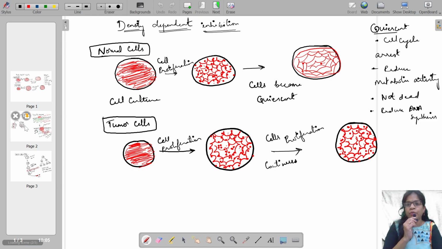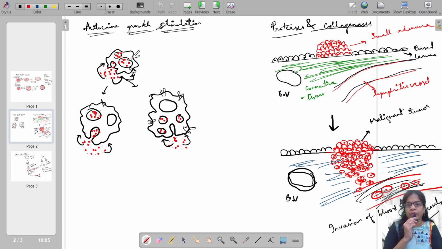Now let's talk about another important factor. I told you autocrine growth stimulation. So the tumor cells have the capacity of producing their own growth factors, and thus they are increasing their number. That is how it keeps on multiplying. Each and every tumor cell has a capacity of producing its own growth factors. Thus it also helps in angiogenesis.